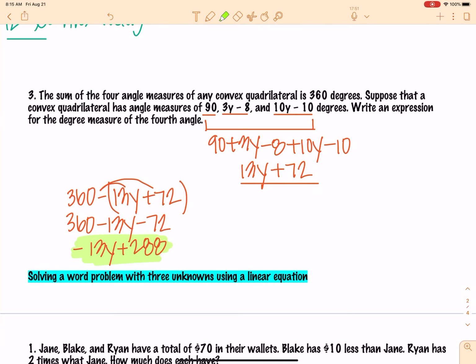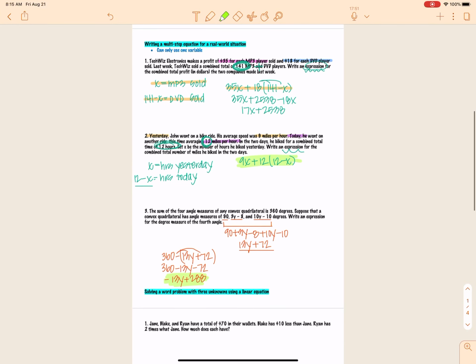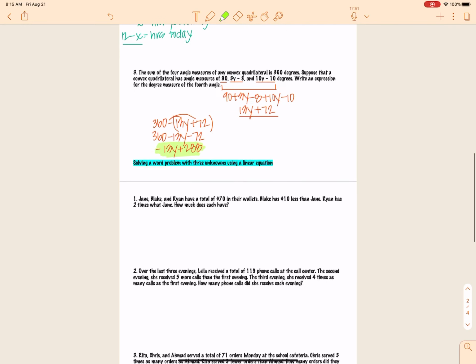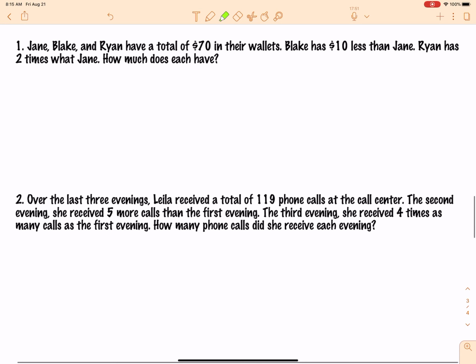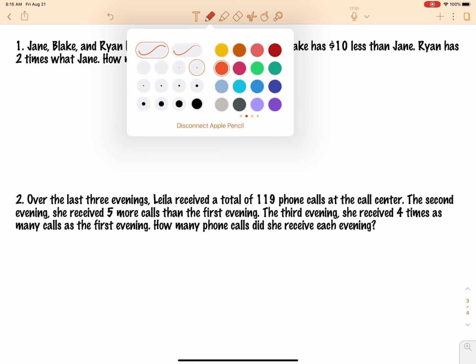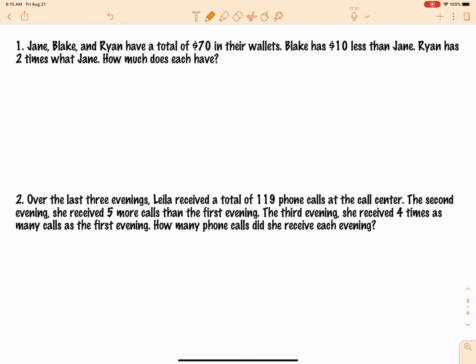All right, so now we're going to, this was like having 2 unknowns. There's 2 things in each problem. Now we're going to go to 3 unknowns. I think you guys tend to like these ones a little bit better. They tend to be a little bit easier for you to do. All right, so it says Jane, Blake, and Ryan have a total of $70 in their wallets. Blake has 10 less than Jane. Ryan has 2 times Jane. How much does each have?